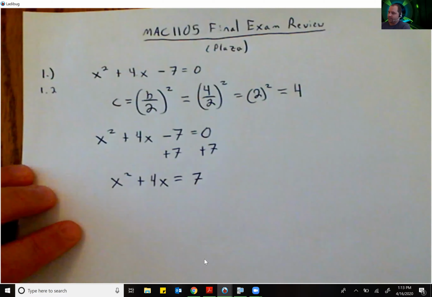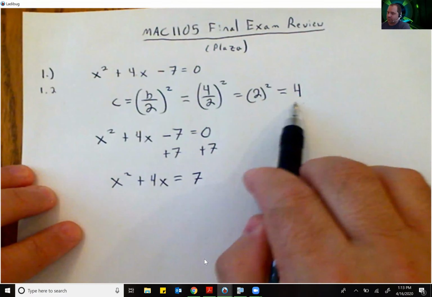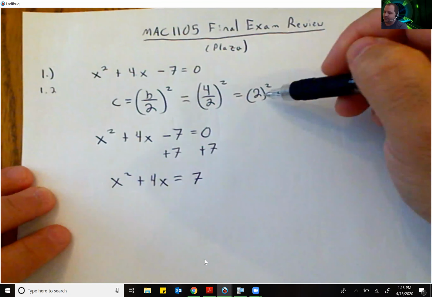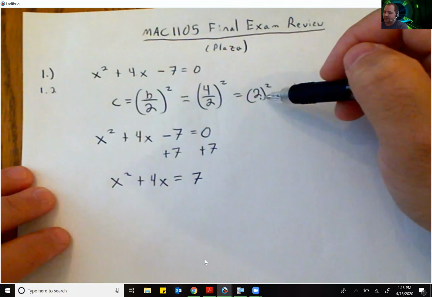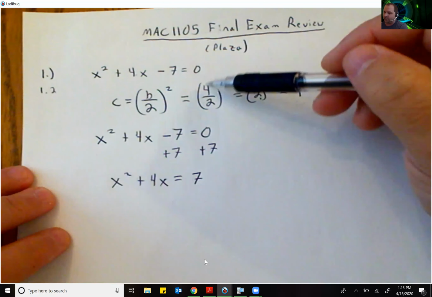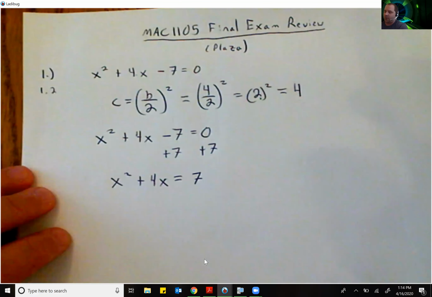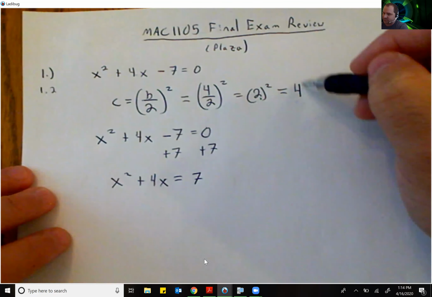Now, here's where we're going to use this number that we found. And again, I show a lot of work up here because later on, this number 2 is going to become important for us. So that's why I show all this work, even though I could have done this in my head: 4 divided by 2 is 2, 2 squared is 4. I show this work all for a reason. So right now we're going to deal with what the actual C value is.